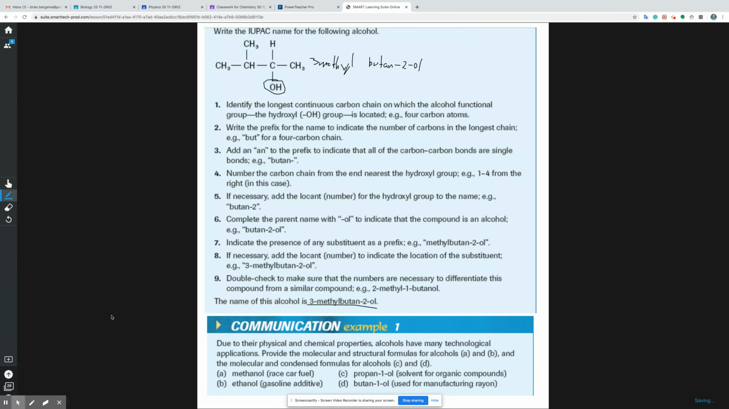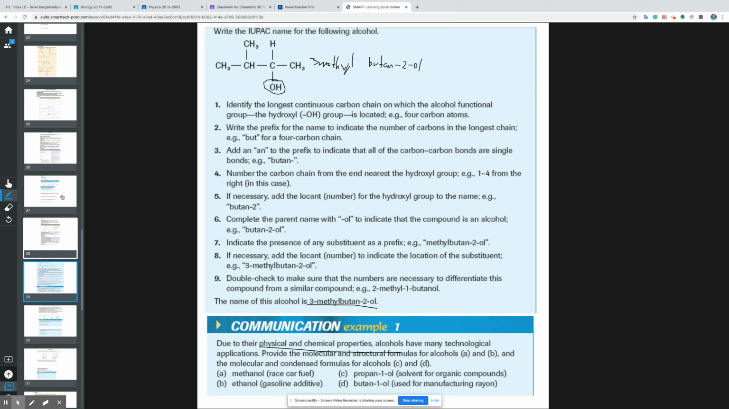Okay, and then you should be able to know some of their physical and chemical properties, so look those up in your textbook, and then be able to write down any of their formulas.